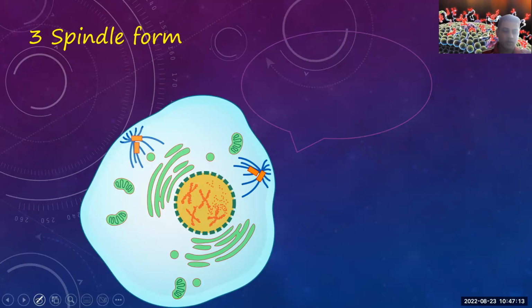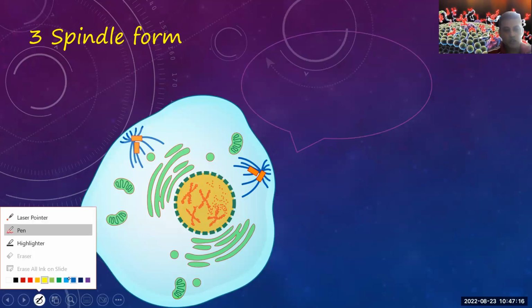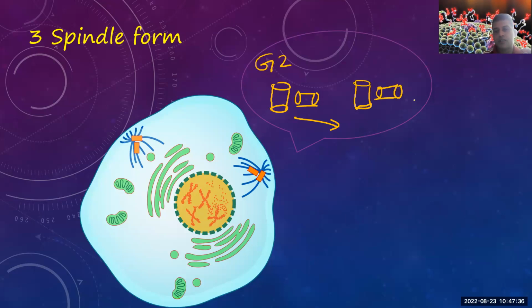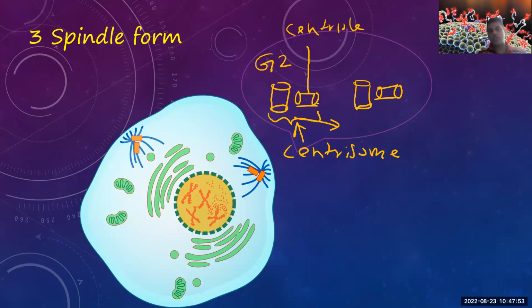Now comes the role of the centrosome. I told you about the G2 phase. This is a centriole. This centriole duplicates, so it makes another one like this, right? This pair together we call the centrosome. One is called a centriole. Now in the G2 phase it is duplicated.